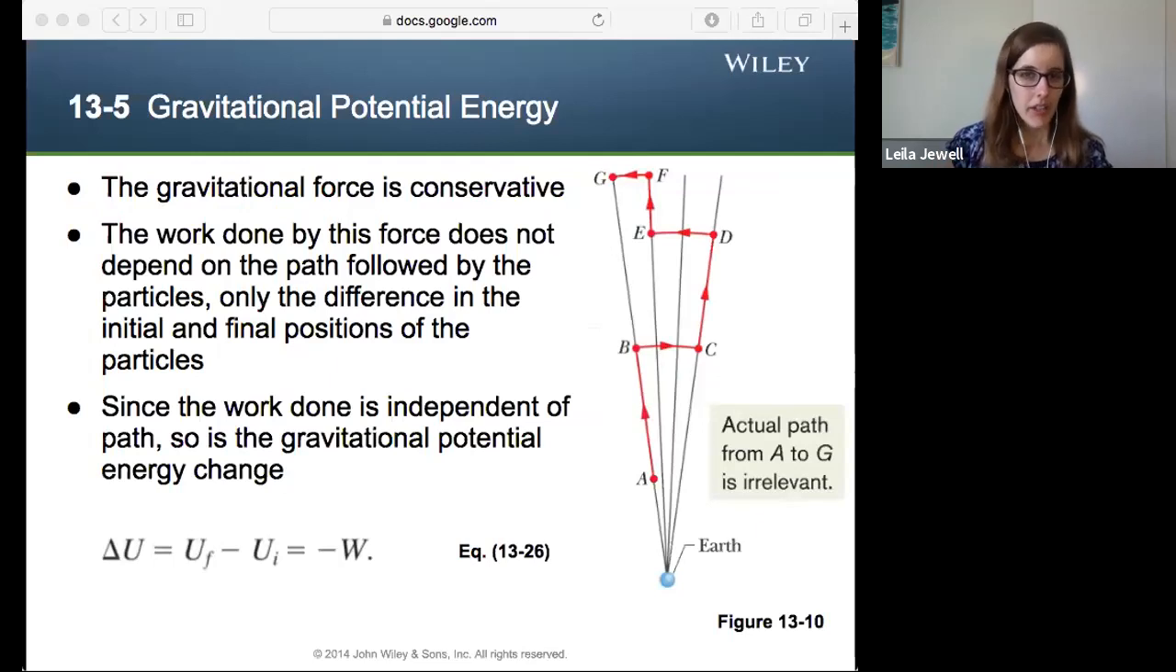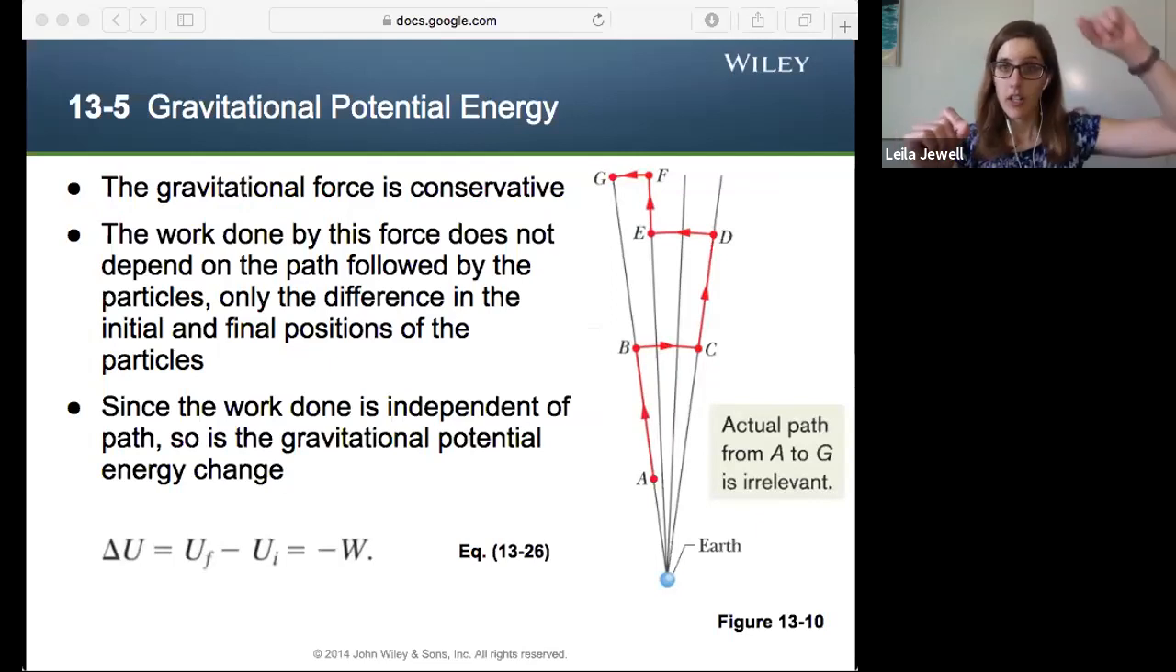All right. Now, also going back to chapter 8, we saw previously that the gravitational force is conservative. Remember, if a force is conservative, that means the work done does not depend on the path followed by the particles. Only the difference between the initial position and the final position matters. We just care about those two endpoints. So since the work done is independent of path, the gravitational potential energy change is also independent of path. So we saw this equation actually back in chapter 8 for conservative forces that have a potential energy associated with them.